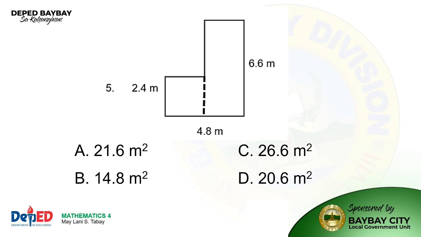Number 5. A. 21.6 meters squared. B. 14.8 meters squared. C. 26.6 meters squared. D. 20.6 meters squared. The correct answer is letter A.